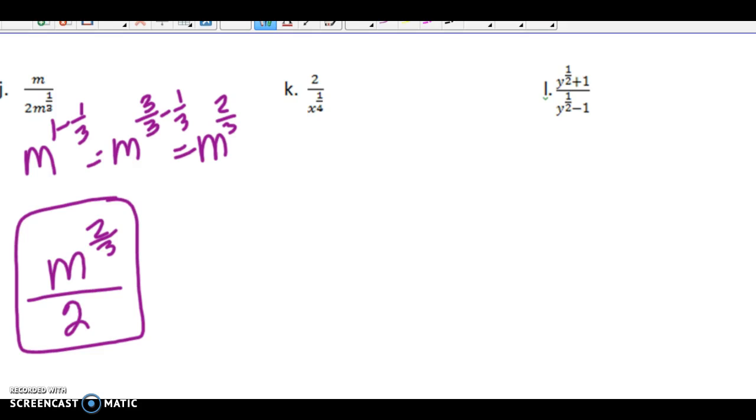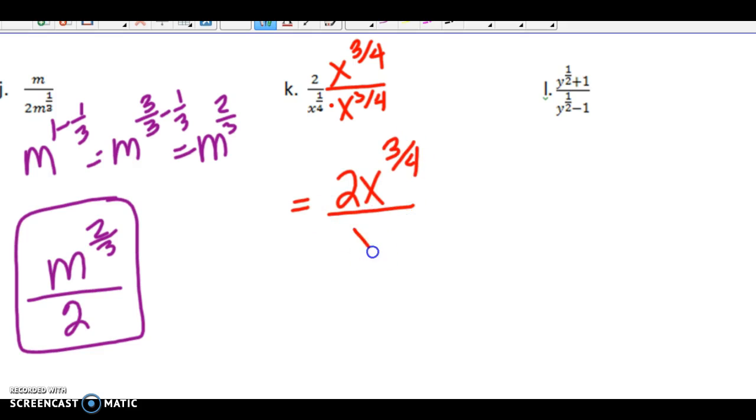All right, now this next one on letter K, this is where it gets interesting because I don't have any x's that are going to clean this up where I have more x's in the numerator than the denominator. So what you have to do is come up with how many x's would it take to make the same whole. And then you're going to multiply by that in the top and the bottom. So if you have 1/4, you need 3/4 to make it whole because you can't have fractional exponents in the denominator. One of those weird math rules that we always talk about. So this becomes 2x to the 3/4 over 1x or x to the 1st.